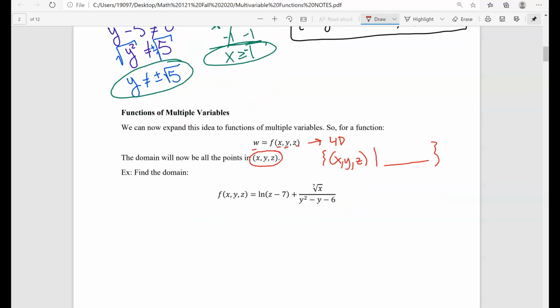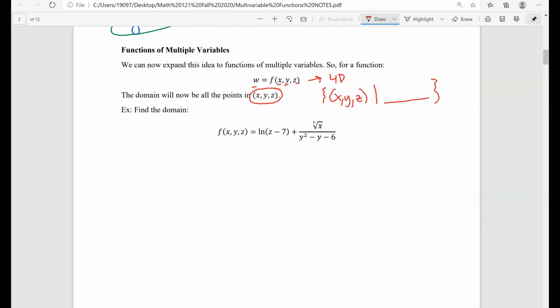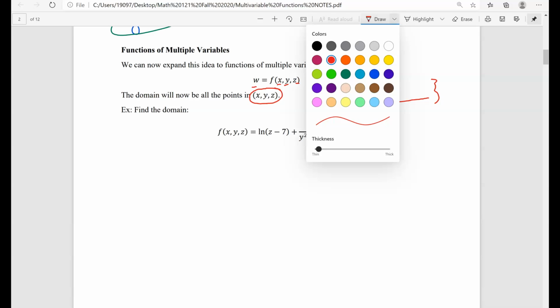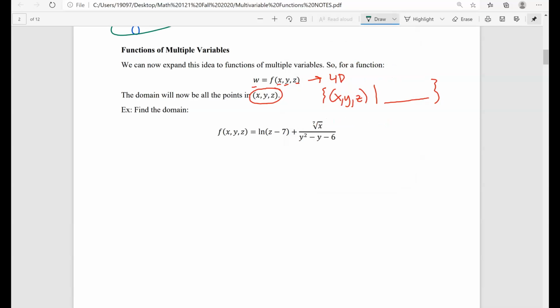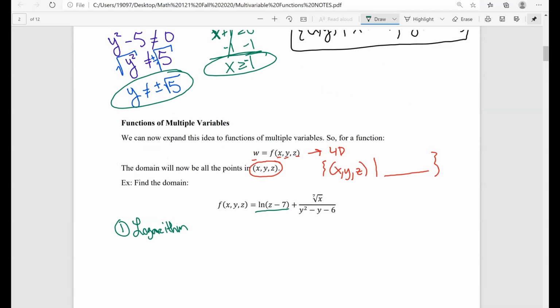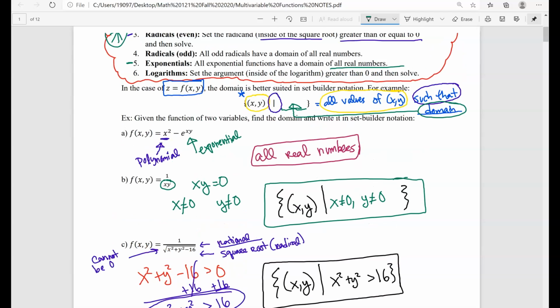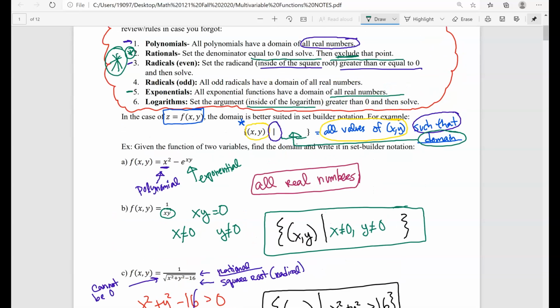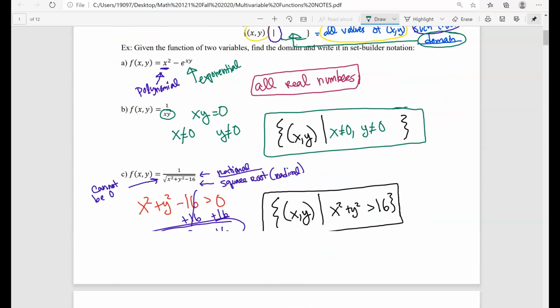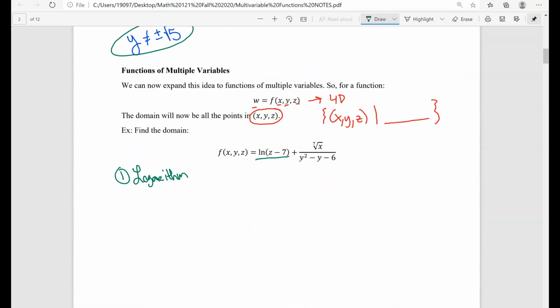Okay, so let's do this last problem. Find the domain of this multivariable function. All right, so let's deal with one piece at a time. We got a couple of things. The first thing is that we got this logarithm. So how do we deal with the log? If you go back up to look at how we deal with a log, it says that you're going to set the argument, the inside of the log, greater than 0 and solve. So I'm going to take the inside of the log, which is z minus 7, and set it greater than 0. When I solve it, I get z is greater than 7. So that's my first domain. These are the values that z can only take.